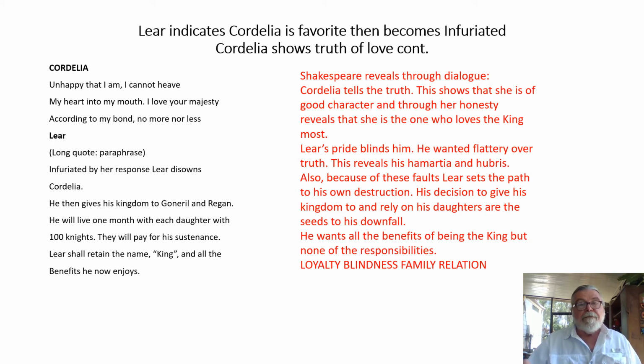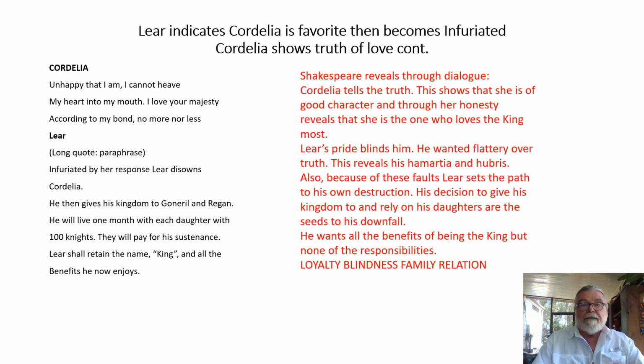So I put, infuriated by a response, Lear disowns Cordelia. He then gives his kingdom to Goneril and Regan. He will live one month with each daughter with 100 knights. They will pay for his sustenance, and Lear shall retain the name of king and all the benefits he enjoys. The quote in the dialogue was just too long, so I just paraphrased it. That's okay. Now, next is Shakespeare reveals through the dialogue.